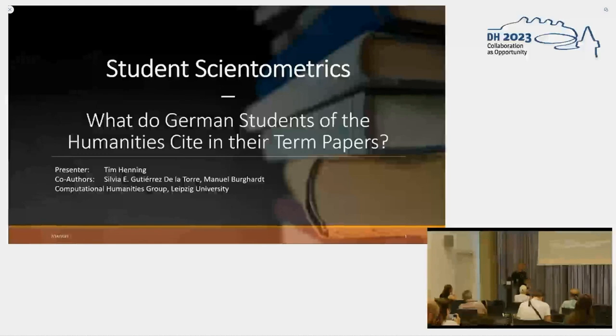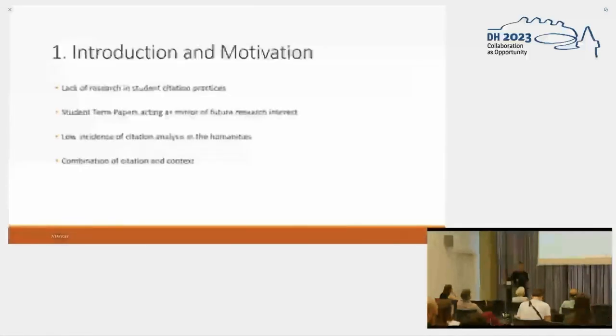First of all, student scientometrics. What is scientometrics? Scientometrics is the study of measurement of science, and it typically means examining published research, which means looking at citation practices in journal articles, mostly with the goal to extract some trends in certain academic fields. Our goal was to extend this research on student citation practices, to look at early academic writings of students in early academia.